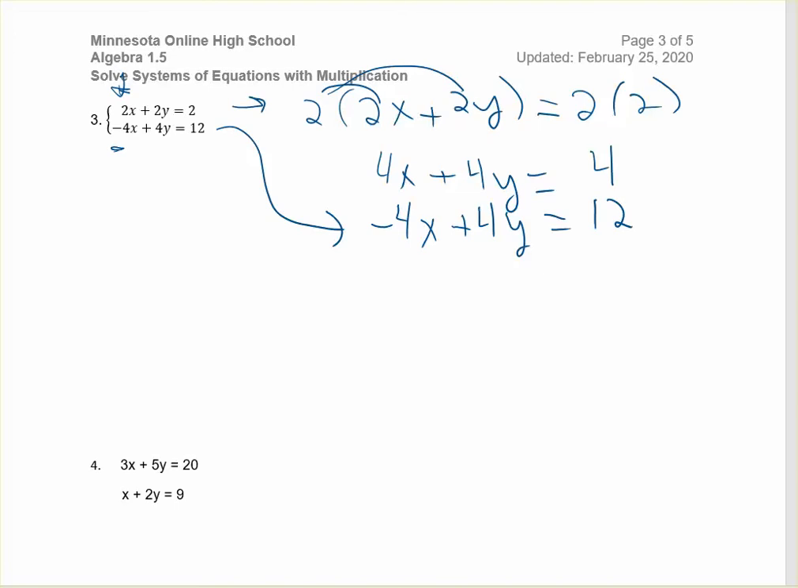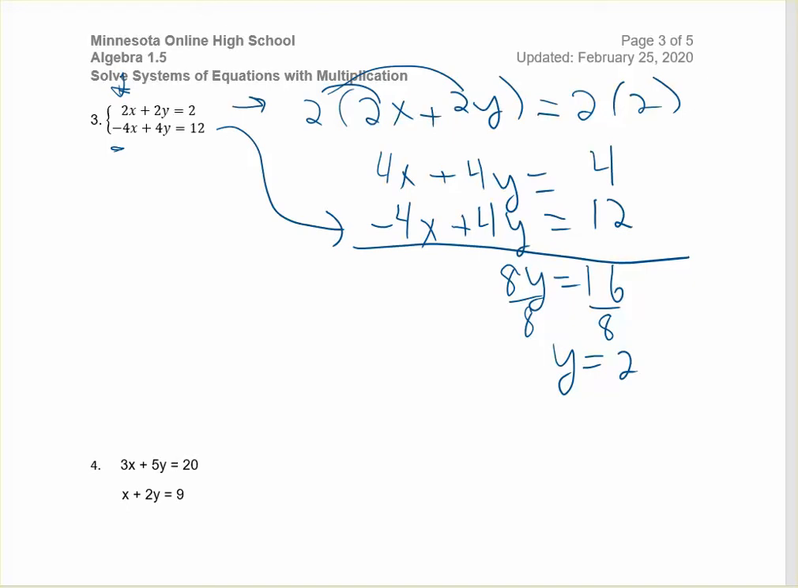Now we're ready to add these equations together because 4x minus 4x is 0. It eliminates the x term. 4y plus 4y is 8y. 4 plus 12 is 16. Divide both sides by 8, and we find that y is equal to 2.